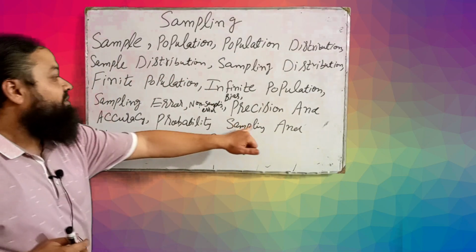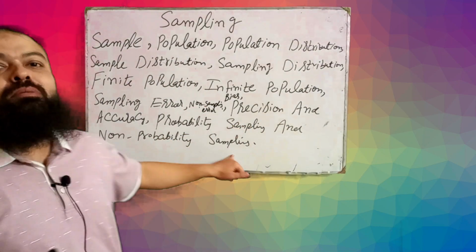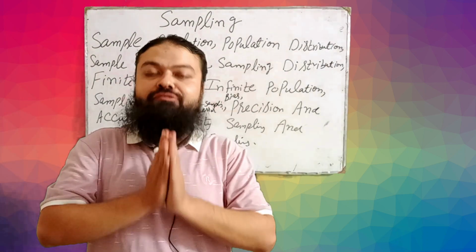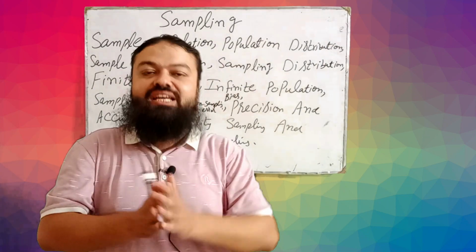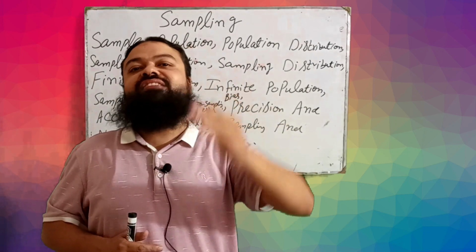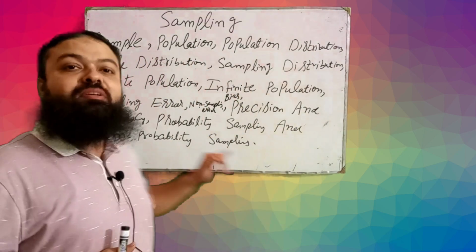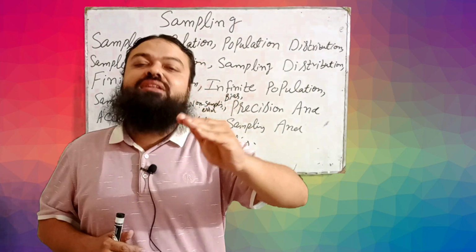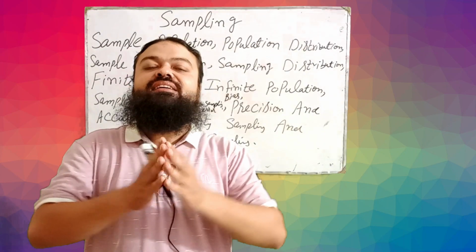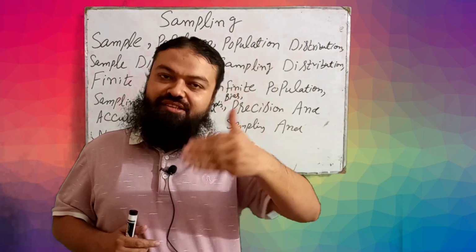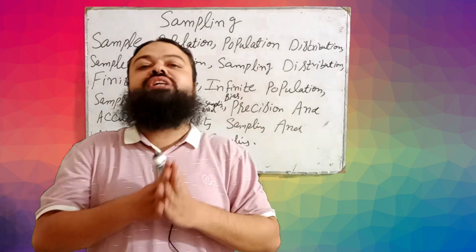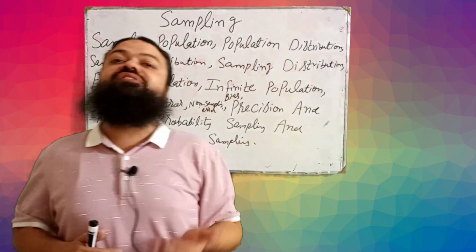The next one is probability sampling and non-probability sampling. In probability sampling, every unit of the population has some non-zero probability of being selected in the sample. But in non-probability sampling, the units in the population are selected by the choice of the sampler. That is his own choice, his experience. He considers all those units which are good for a representative sample.